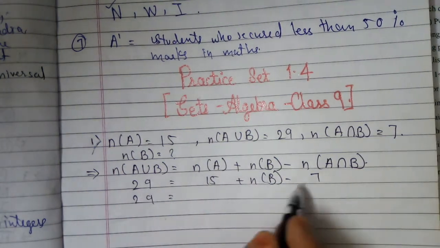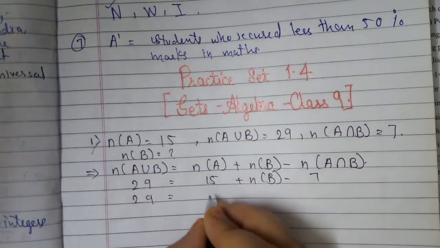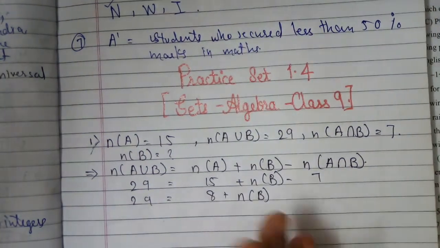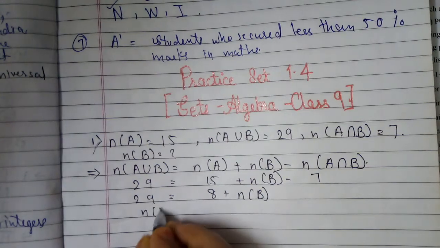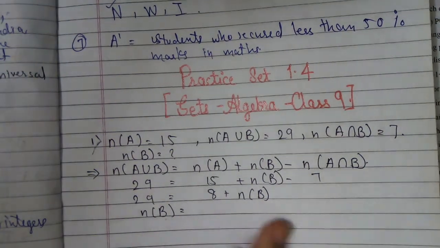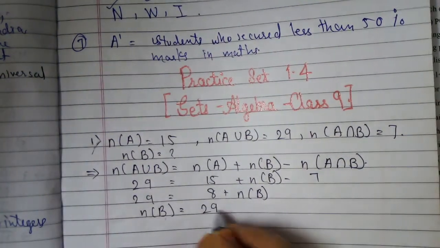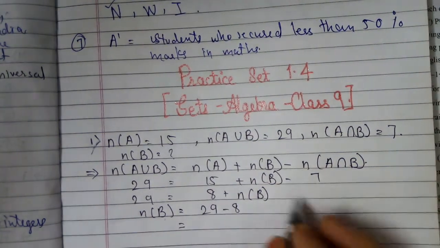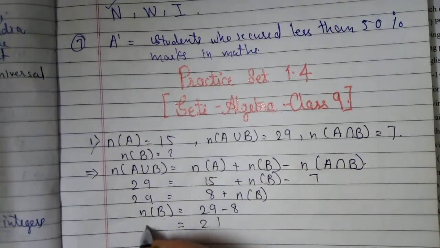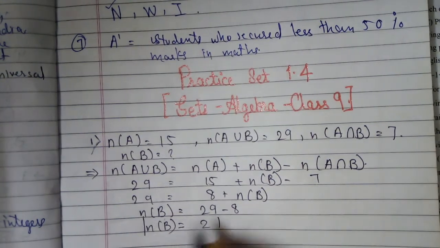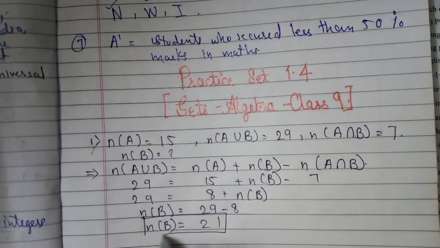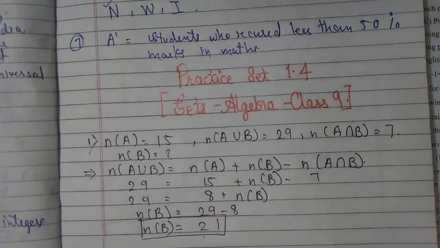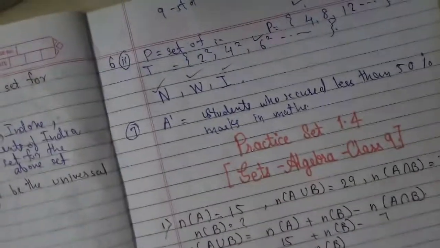So what we will do: 29 will be as it is. Now 15 minus 7 will be 8, plus the number of elements in set B as it is. Now the number of elements in set B will be 29, this 8 comes here and becomes minus, so 29 minus 8 will be 21. So we have found that the number of elements in set B is equal to 21. Okay, now let's see question number 2.